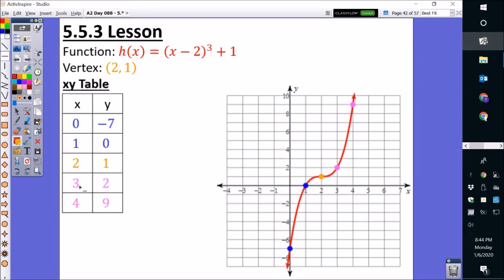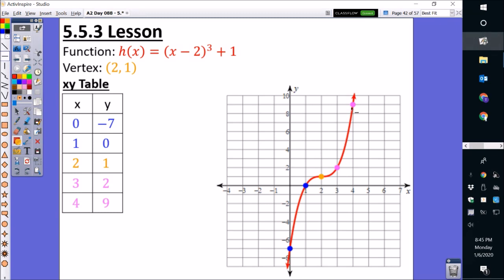So (3, 2): 3 for x and 2 for y. That's the first point on the right side. And then (4, 9): 4 for x and then 9 for y. That's the second point on the right. So again, always start from the vertex. And as you can see, going through the first pink dot through the second pink dot, you see how the other side of the cubic function looks. So this is what a typical non-reflected cubic function looks like.